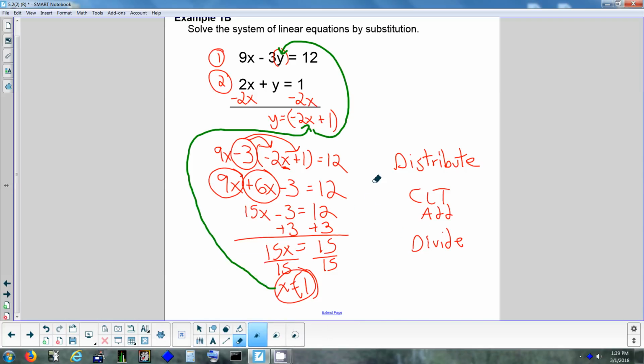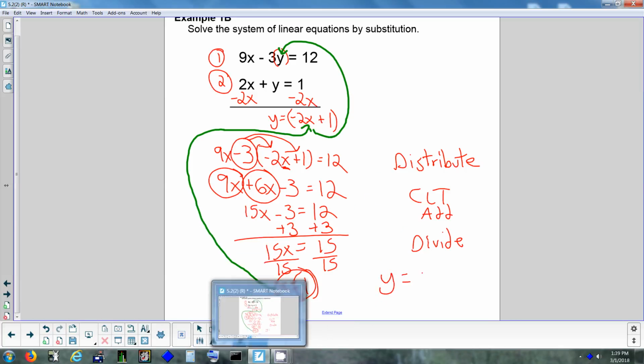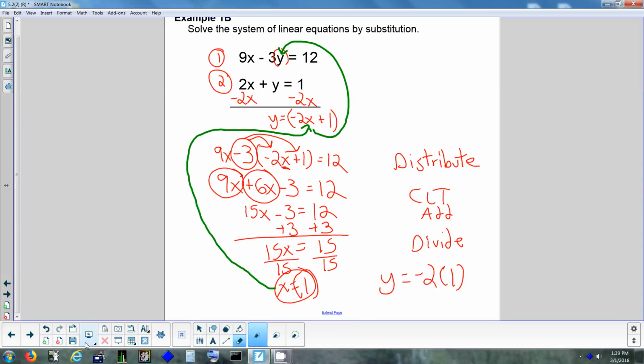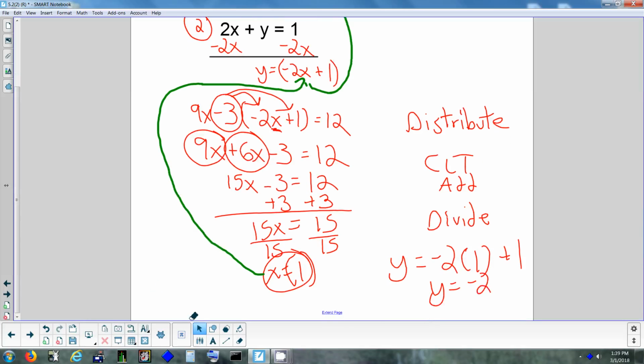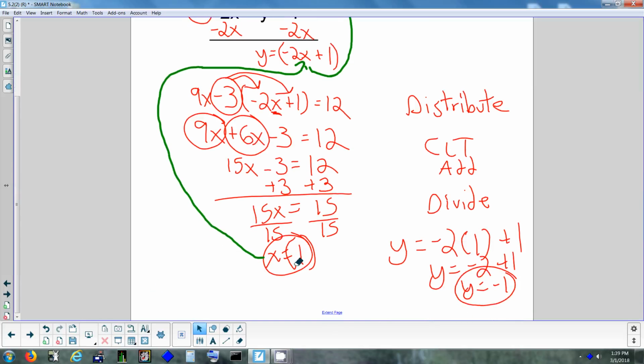So someone tell me what to write. Y equals negative 2, parentheses 1, plus 1. Y equals negative 2 times 1. It's negative 2. Plus 1. Y equals negative 1. Excellent. Y equals negative 1. One more thing. Someone want to tell me? You put it in coordinates. Which would be? 1, comma negative 1.